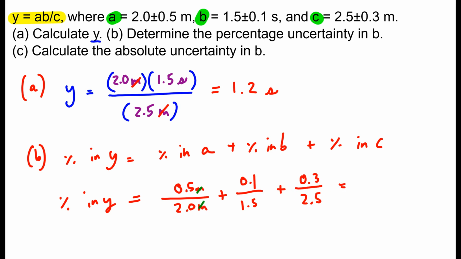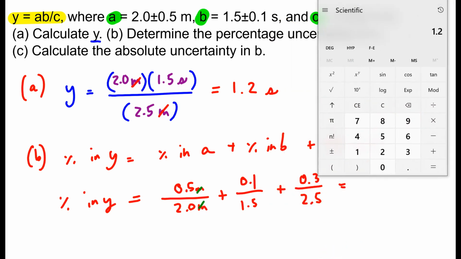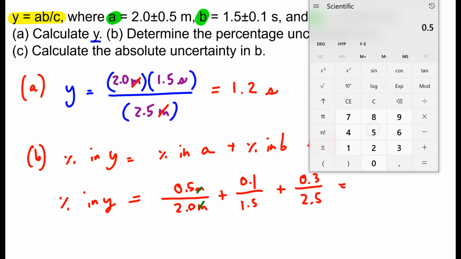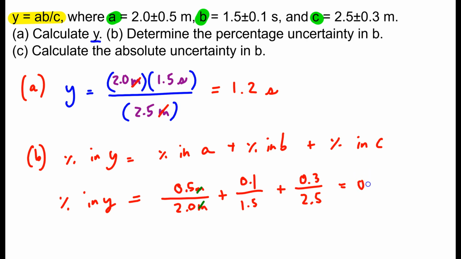So let's do this in our calculator. We've got 0.5 over 2 plus 0.1 over 1.5, whoops, plus 0.3 over 2.5. And when we put this all together, wow, 0.44, and if we convert to a percentage, 44%. That is a very high percentage. That is not a great experiment.